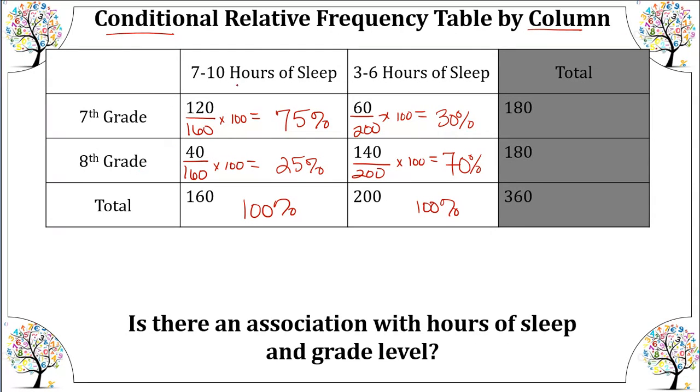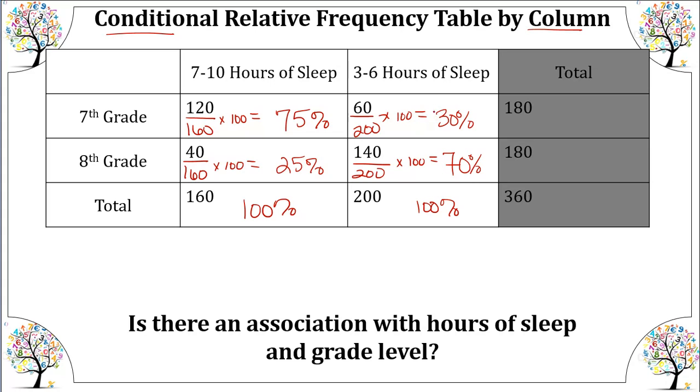So let's look at this. If 75% of the folks who get a lot of sleep are 7th graders, we could predict and say, yes, there is an association. If you get several hours of sleep, you're more likely to be a 7th grader than an 8th grader. When the percentages have a big gap between them, a good amount of gap, then you can say there is an association.